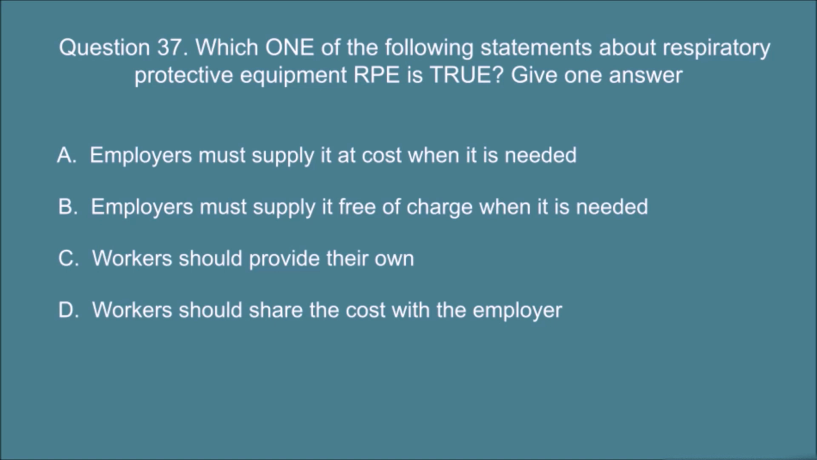Question 37. Which one of the following statements about respiratory protective equipment, RPE, is true? Give one answer. A. Employers must supply it at cost when it is needed. B. Employers must supply it free of charge when it is needed. C. Workers should provide their own. D. Workers should share the cost with the employer.